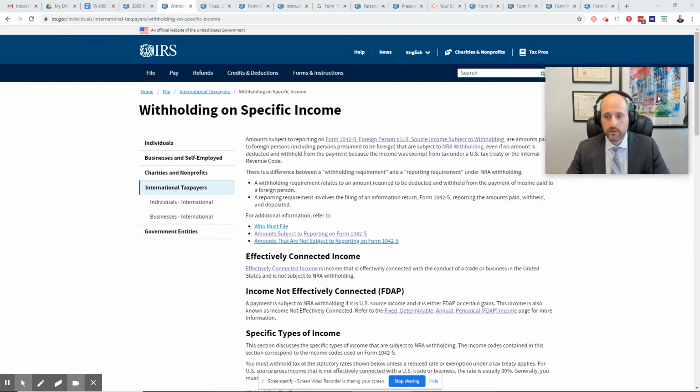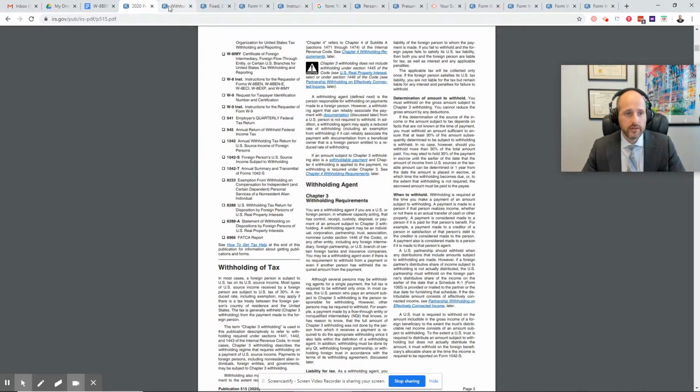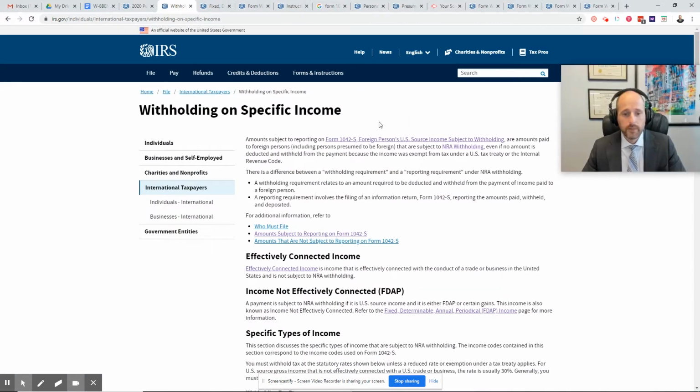Withholding on specific income. This is the IRS website. Let's see where I was going. So Pub 515 is really long. I want to go to some other IRS sections and citations that we can refer to. So Form 1042 is what the U.S. person files to report the tax they withheld and what they use to pay the tax they withheld on payments to non-residents.